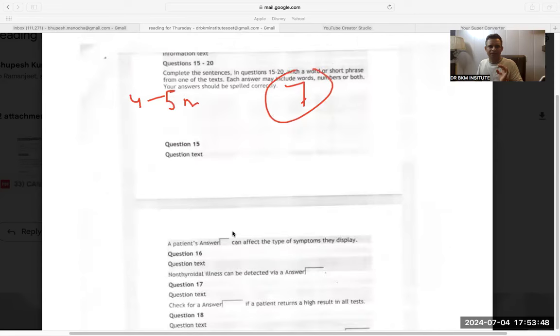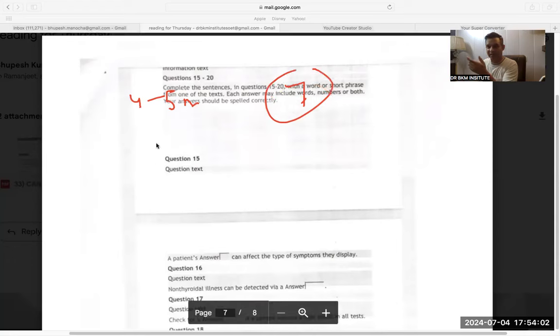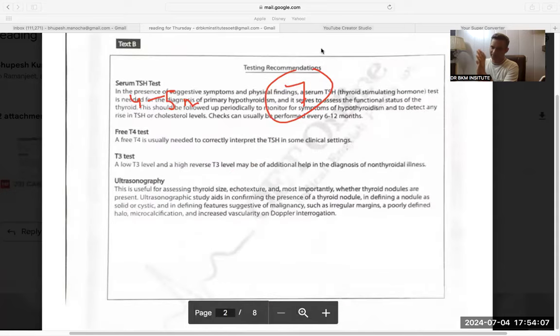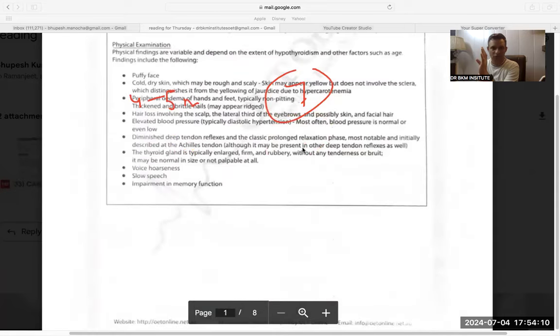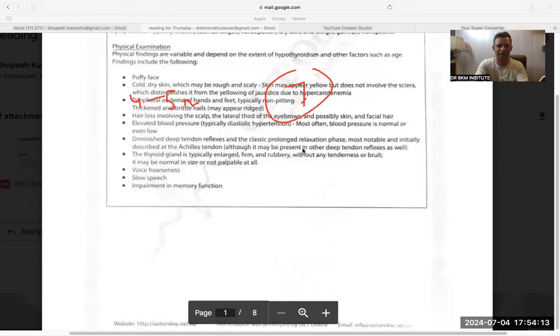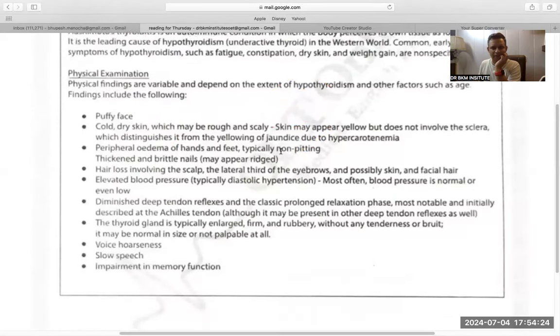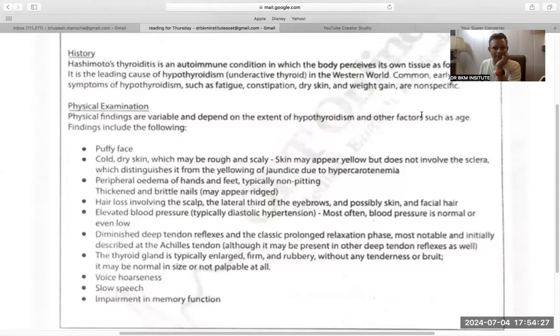Is this a patient's dash? A patient's, with an apostrophe s, means they are talking about his or her belonging. A patient's dash can affect the symptoms, the type of symptoms they display. Again, symptoms should be in paragraph A, maximum times. So I have to find something like a patient's dash. Just a second, I have to make it a little larger so that I can see. A patient's dash can widen this age.